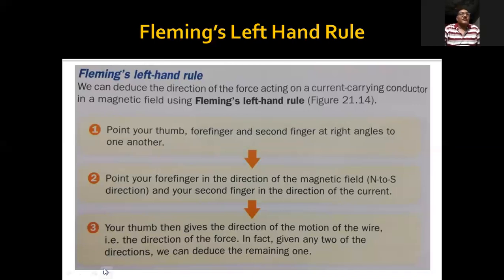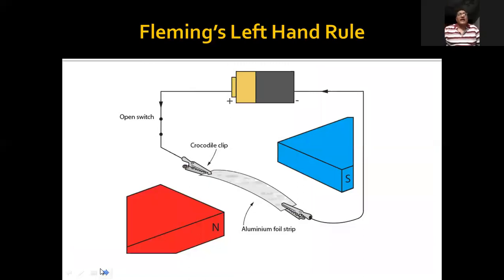Okay, let's move to the next question. Here we have another example. Here you can see we have aluminum foil, and it's a conductor. And here we have the North Pole, here we have the South Pole. And this aluminum foil is connected with the battery. This is the positive terminal of the battery. This is the negative terminal of the battery. And from the positive terminal, the conventional current will come out.